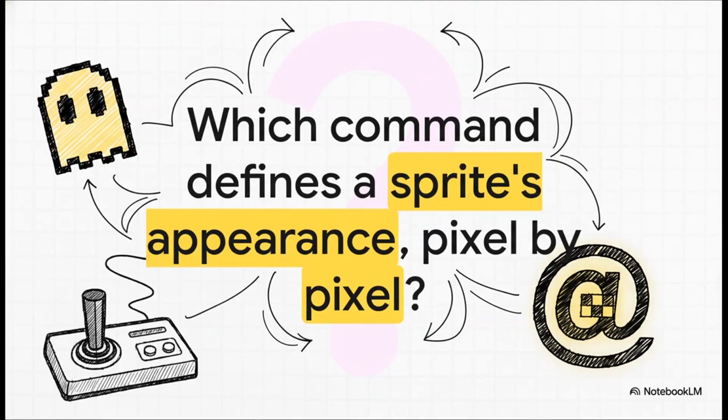All right, pop quiz time. Let's do a quick knowledge check and see if you were paying attention. Which command is our digital paintbrush, the one we use to define a sprite's appearance pixel by pixel? The answer is the @ command.